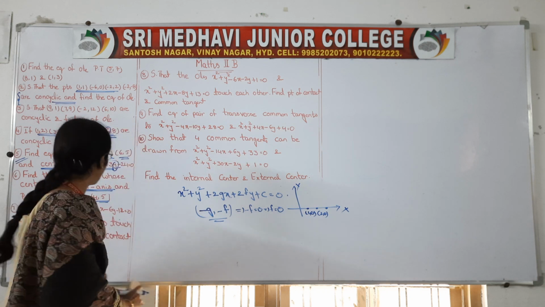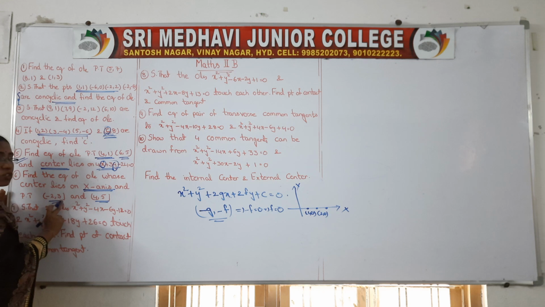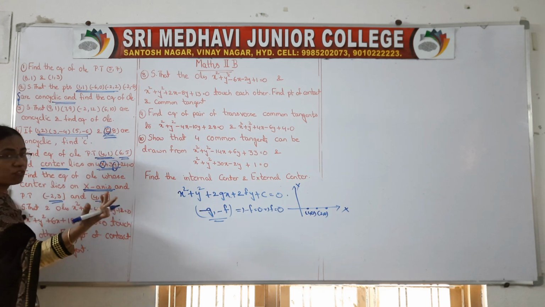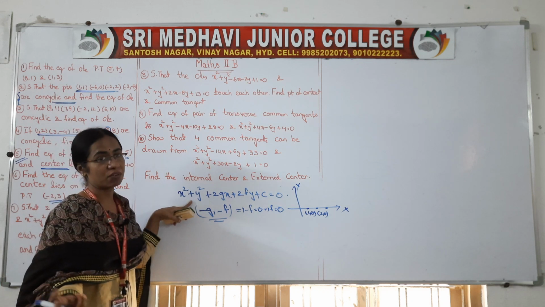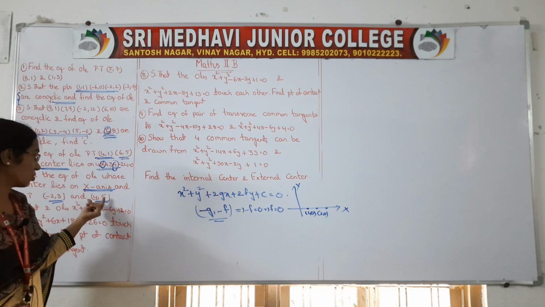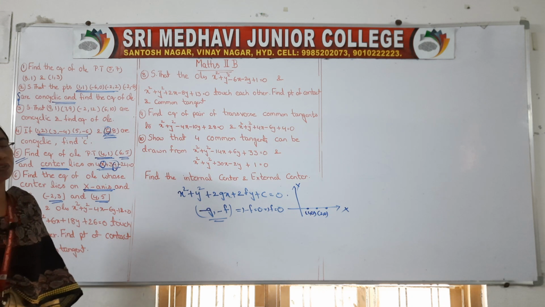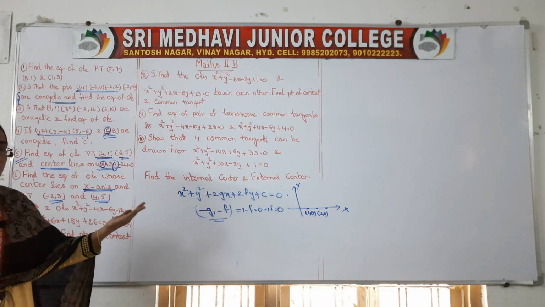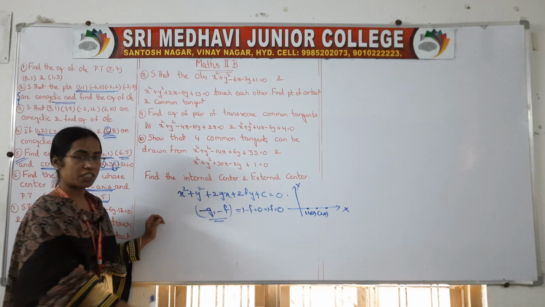How will we get it? For that, here it is given that your circle passes through minus 2, 3 and 4, 5. So this circle passes through the first point, you will get one equation. Your circle passes through this point, you will get another equation. So solve those two equations, you will get your g and c. Once we got g, f, c, substitute, you will get your required circle equation.